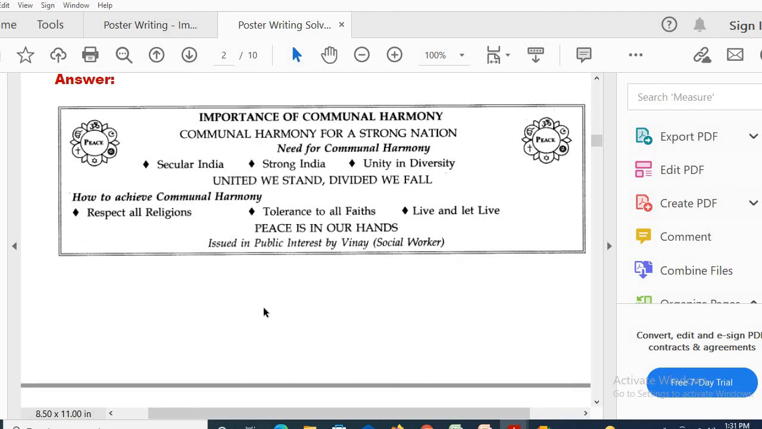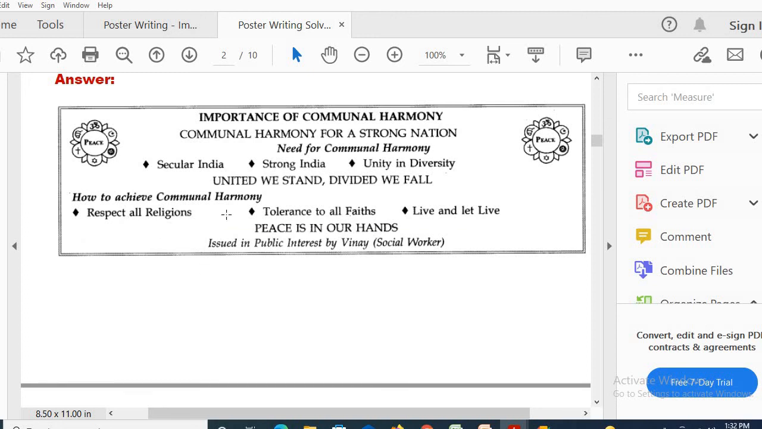This is a very age-old proverb that you can incorporate in this particular assignment related to poster making based on communal harmony, that is, united we stand, divided we fall. This one you can highlight. How to achieve communal harmony. Now, your personal viewpoint as a remedy. Here also, just highlight the points. Nothing else you have to do.